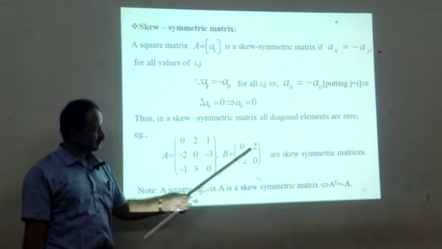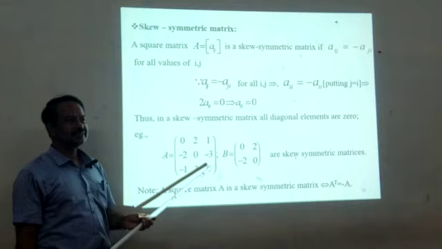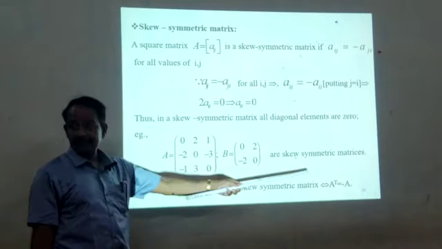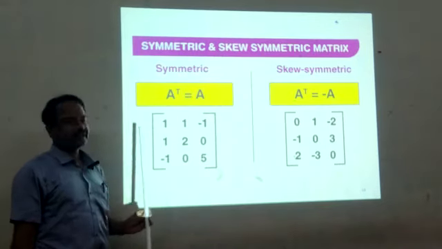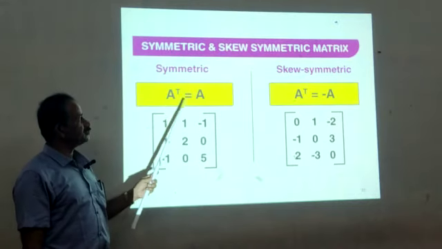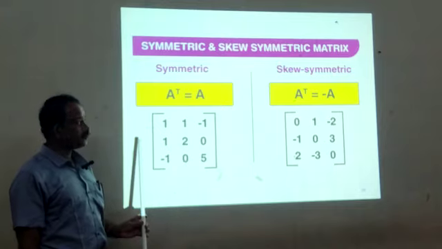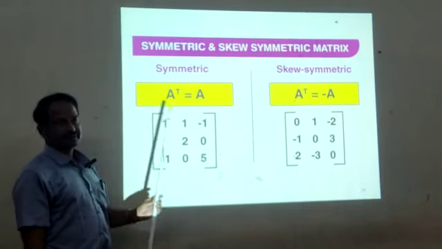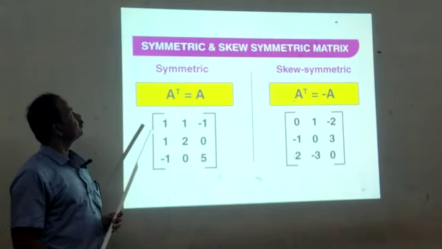See, it's a 2 by 2 matrix, you can interchange, there is a change in sign. So it's a skew symmetric matrix. A square matrix A is a skew symmetric matrix if A transpose equals minus A. So this is the example of a symmetric matrix and a skew symmetric matrix: A transpose equals A, and A transpose equals minus A.